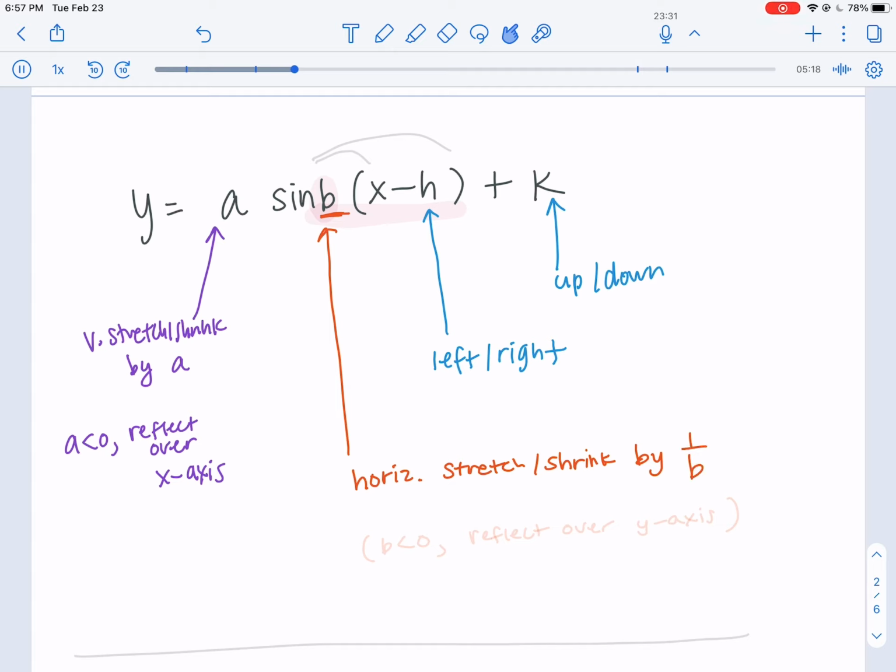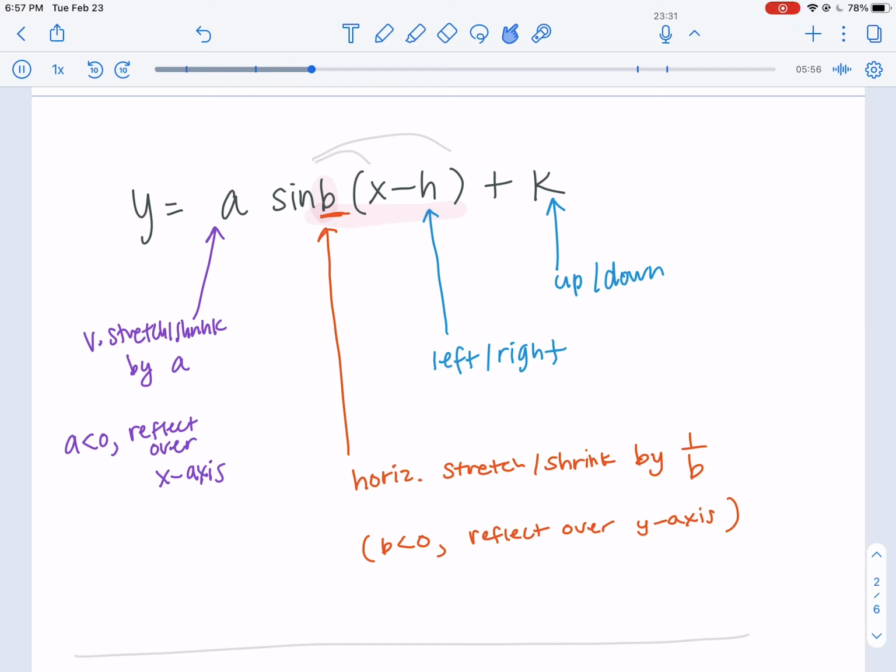So remember the horizontal ones are counterintuitive, or they're inverse operations. So when it's minus, you're actually going right. If it's plus, you're going left. When you're multiplying by b, the effect is dividing by b or multiplying by 1 over b. You see that? So horizontal stretch or shrink by 1 over b. And if b were negative, so b is less than 0, then you would reflect over the y-axis. It will be a horizontal reflection. Anything that's happening on the inside of the sine or cosine function is a horizontal change. Anything on the outside is going to be a vertical change.